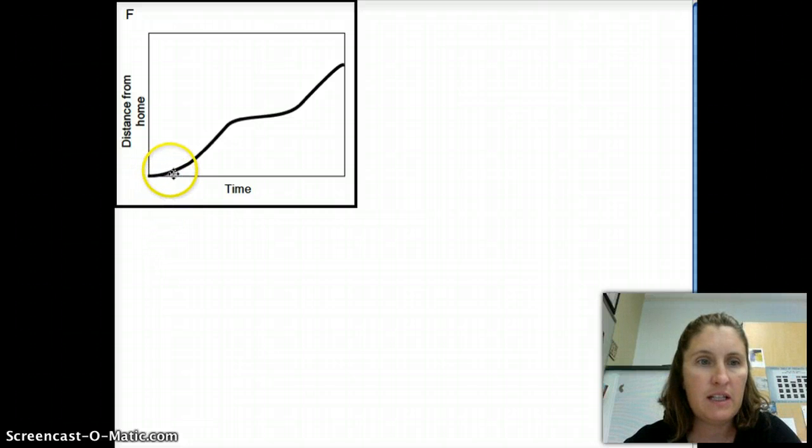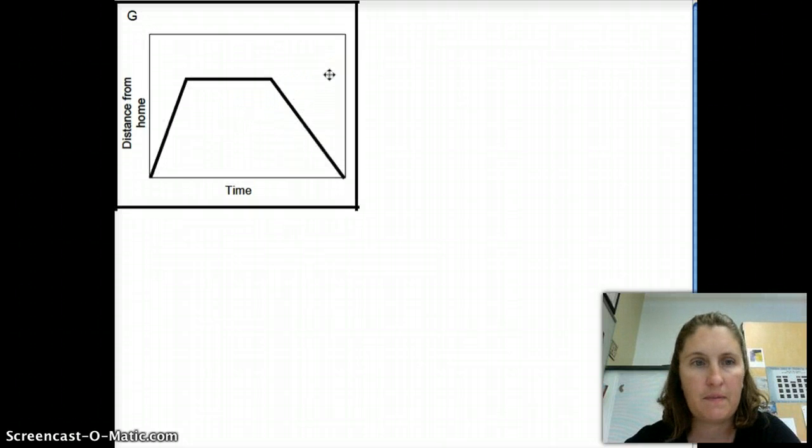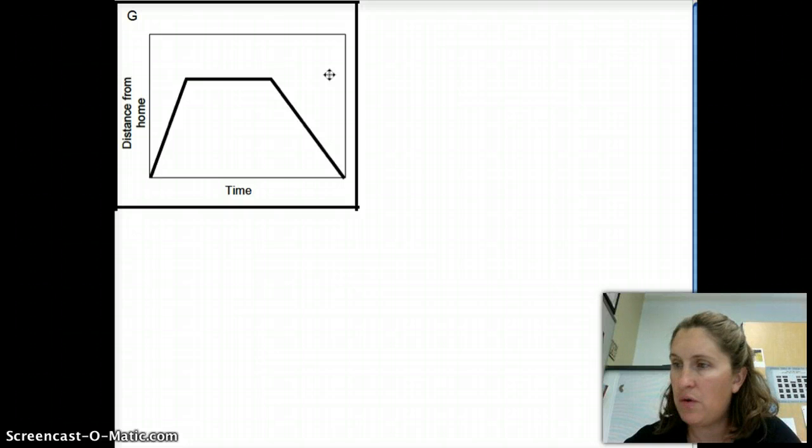Here, his slope is getting faster and faster and faster. Here, it's getting less steep as he slows down. Here, he speeds up again. G should go with number 1.